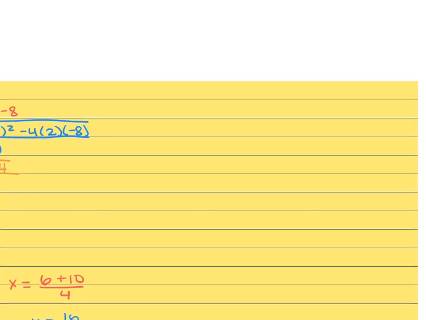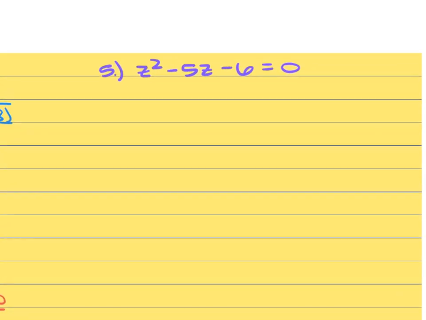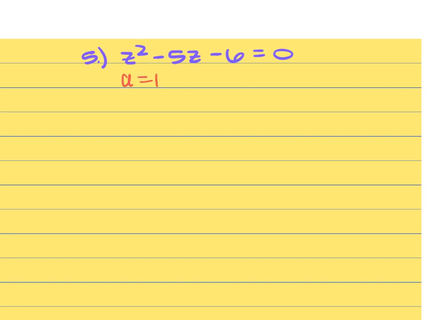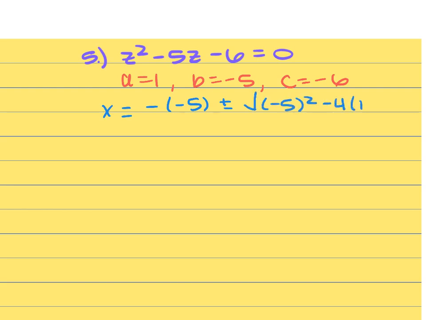For, which one was that? 5. For number 5, they give us z squared minus 5z minus 6 is equal to 0. So our a is 1, our b is negative 5, and our c is negative 6. So this is going to give us x is equal to a negative times negative 5 plus or minus the square root of negative 5 squared minus 4 times 1 times negative 6 all over 2 times 1.